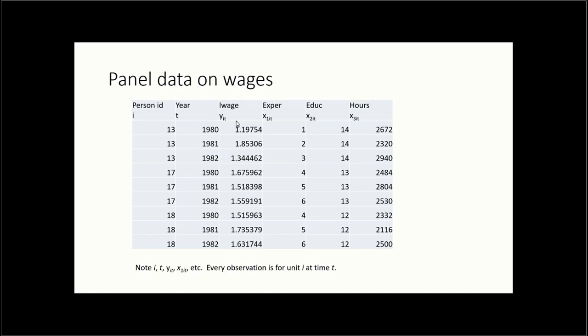So again, it is very important that the panel data has both I and T dimensions to it. And when you talk about this particular value, for example, we need to say that this value belongs to an individual 17 in the year 1980. So we need to say both the I and the T dimension when we refer to a value. That's why each of the variables has an I and a T index behind them.